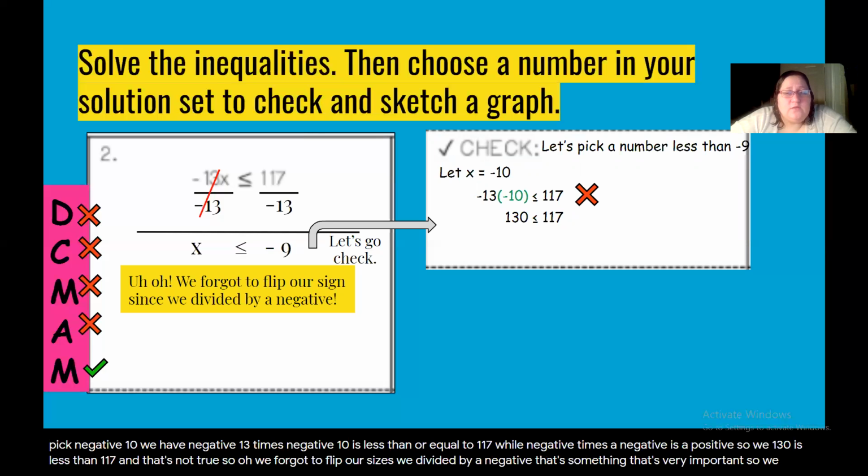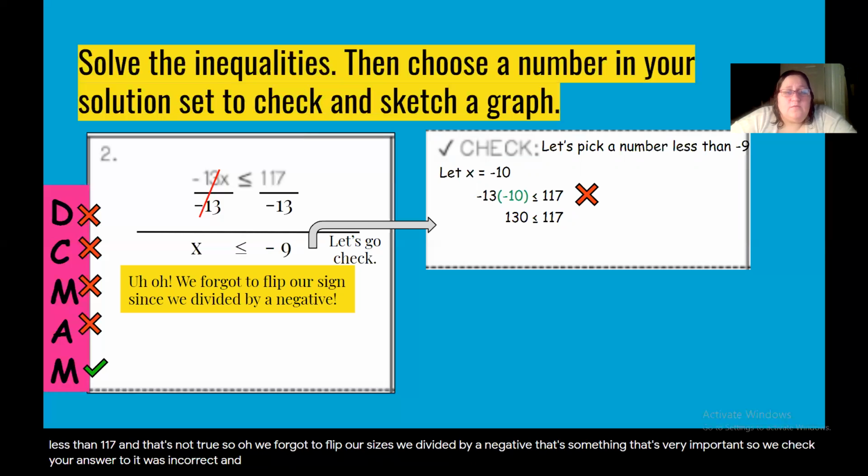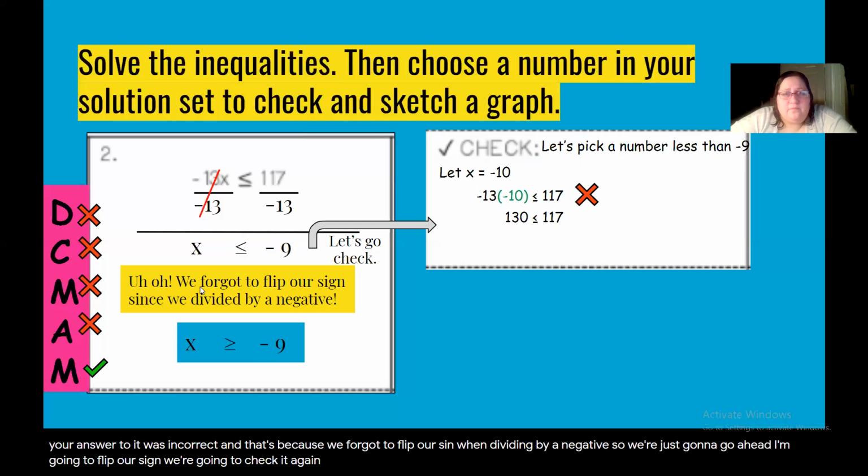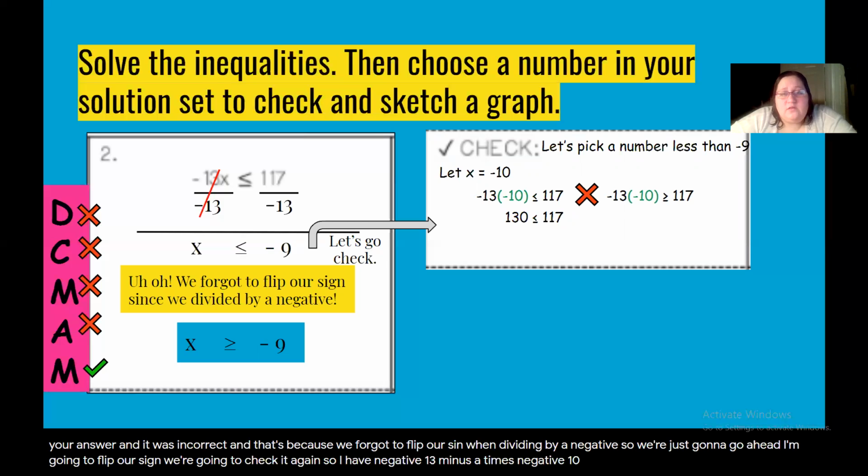So we checked our answer and it was incorrect. And that's because we forgot to flip our sign when dividing by a negative. So we're just gonna go ahead and flip our sign and check it again. So I have negative 13 times negative 10 is greater than 117. And 130 is greater than 117, so that is correct.